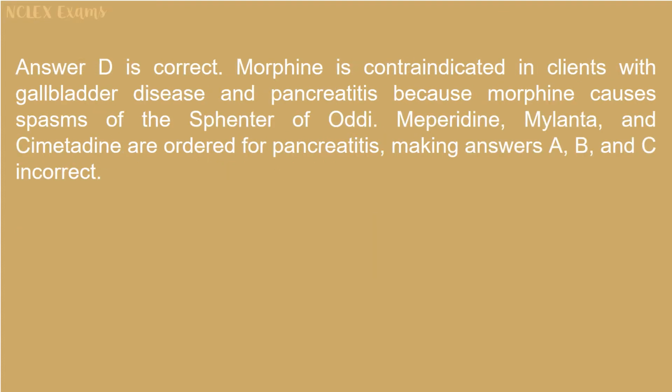Answer D is correct. Morphine is contraindicated in clients with gallbladder disease and pancreatitis because morphine causes spasms of the sphincter of Oddi. Meperidine, Mylanta, and cimetidine are ordered for pancreatitis, making answers A, B, and C incorrect.